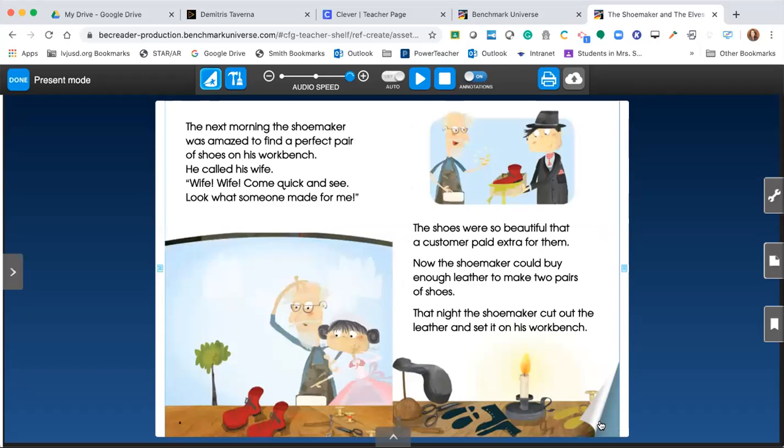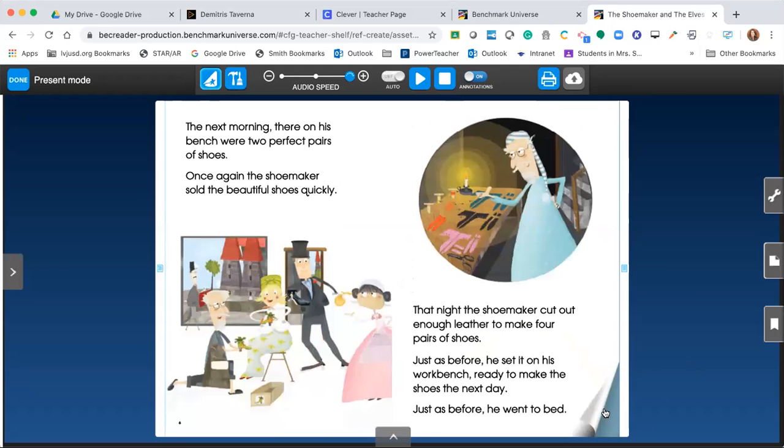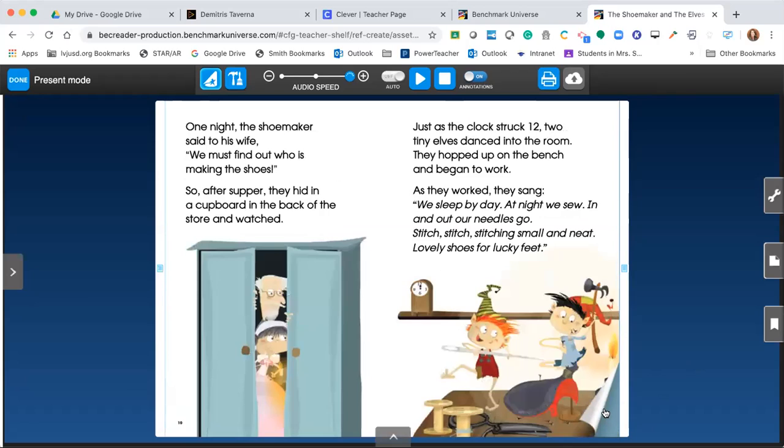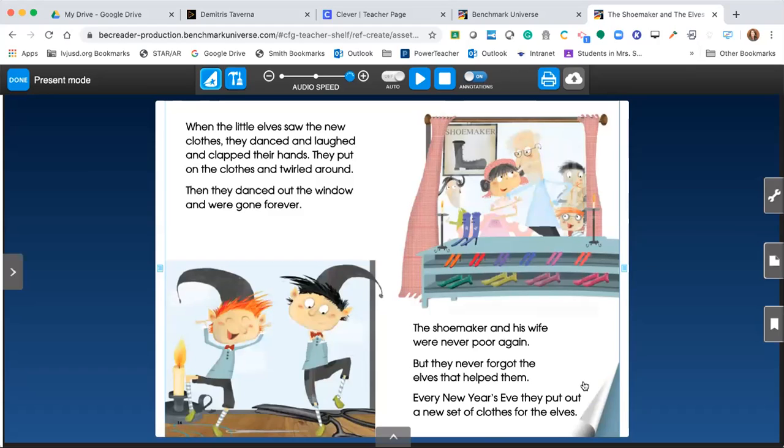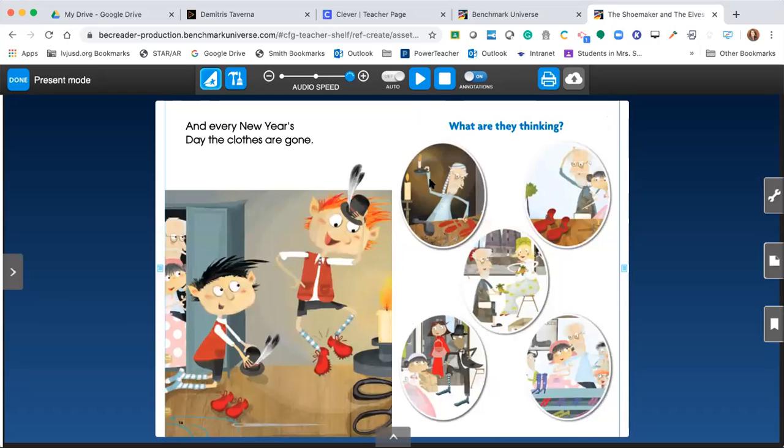Then next, some shoes were made. He sold the shoes and he was able to buy enough leather to make 2 pairs. Then every day he put out leather and the next morning shoes were made. Finally, him and his wife decided to spy and see who was making the shoes. They saw some little elves were making the shoes. They decided to thank them by making clothes. The elves took the clothes, and the shoemaker was never poor again. He decided to make them clothes every New Year's Eve to thank them for helping them through a difficult time.